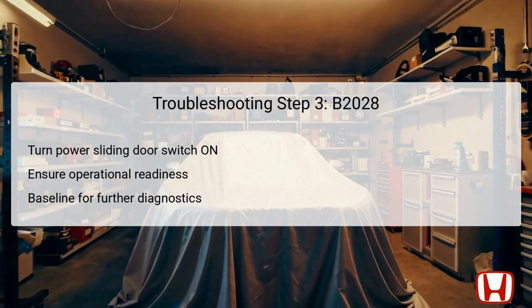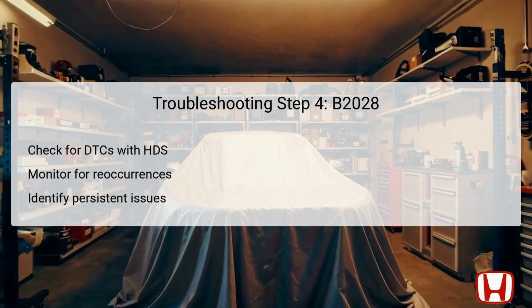prepared for diagnostic evaluation. After performing the previous step, it is essential to check for DTCs using the Honda Diagnostic System, HDS, again. This monitoring phase is crucial to determining if the B2028 code has reappeared, which would indicate an unresolved issue within the sliding door's control system.